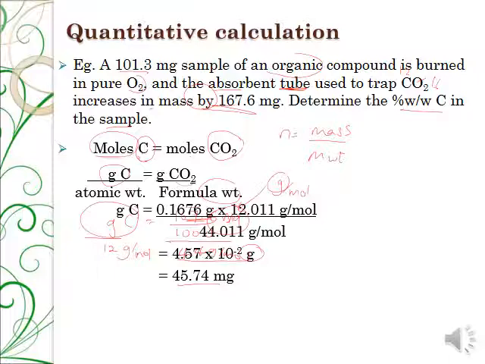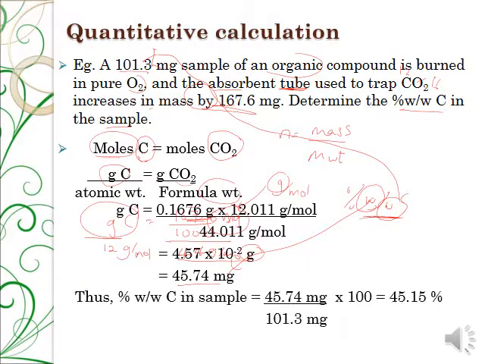Now, we haven't solved the question yet. The question is asking for percent weight over weight of carbon. So how are we going to solve this? We have obtained this right here. Where do we get this? We get this from the mass of the sample, and then we multiply by 100 to get the percent, which is 45.15%.